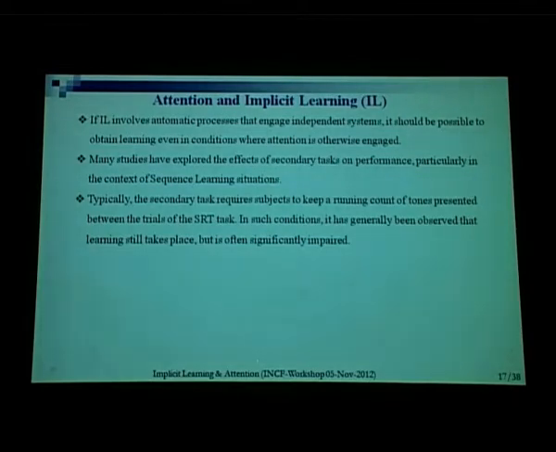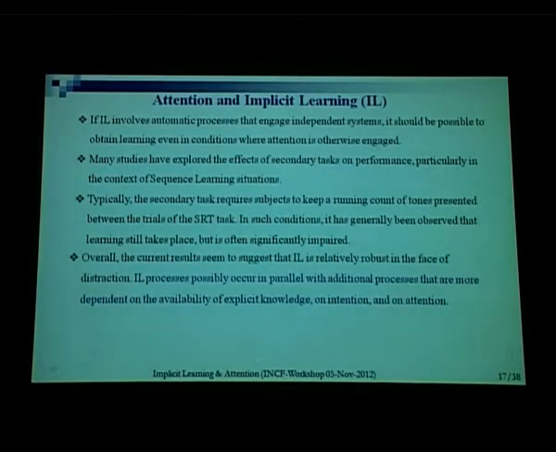So I basically put the subject in a dual task paradigm, where they are following the stimuli in the SRT, but they are also doing an additional task which engages the attentional system. And typically the secondary task requires subjects to keep a running count of, for example, tones being presented, where you give a cumulative count of tones of a certain frequency, high frequency or low frequency, right? So the idea is that if it really does not engage attentional resources, you should have pretty much no impairment in sequence learning.